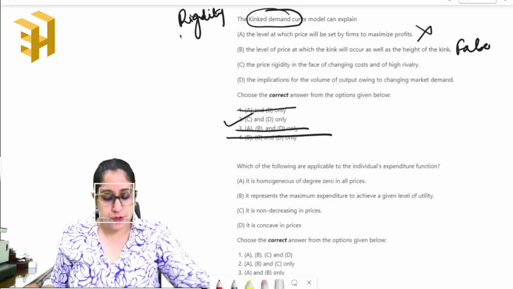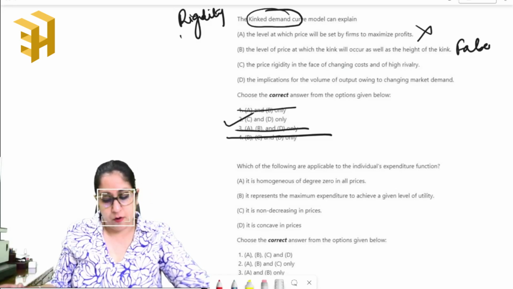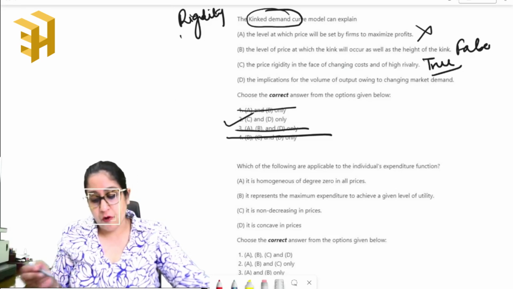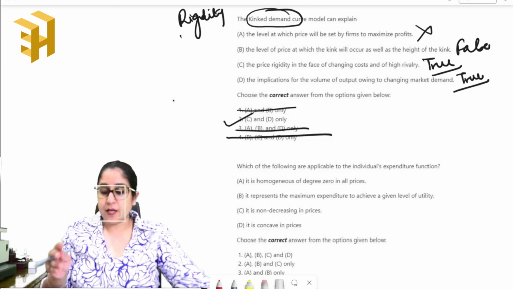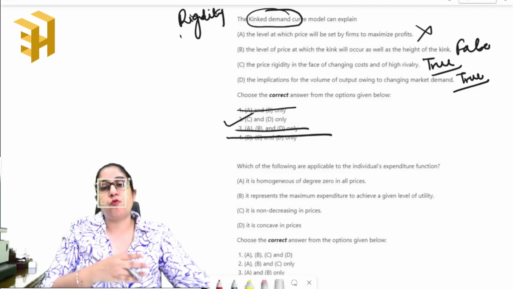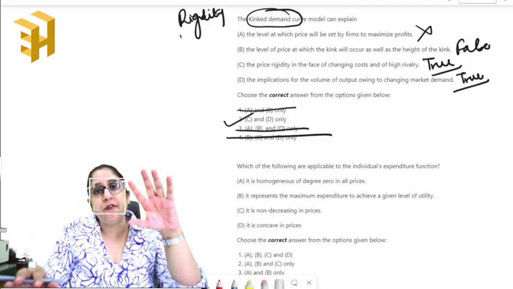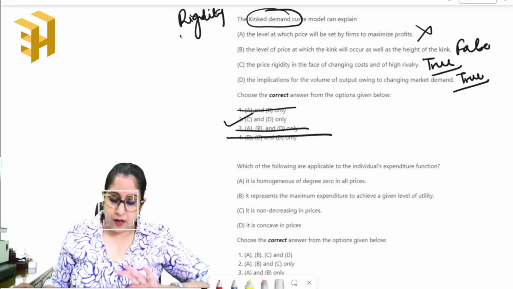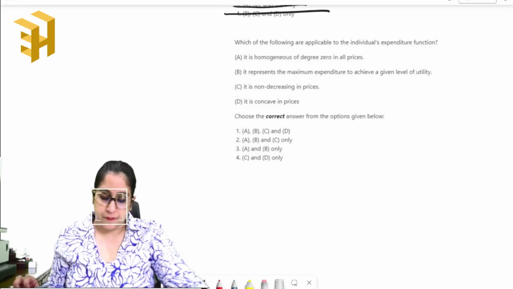Let's go through the other statements. See, the price rigidity in the face of changing costs and of high rivalry. Yes, this is true. The implications for the volume of output owing to changing market conditions. This is also true. Basically, if there is a shift in demand, right? If there is a change in demand, the kinked demand curve will shift, which will cause the volume of equilibrium demand to also change, even when there is rigidity in your prices. Okay. So C and D are the correct statements, which makes 2 the right answer for us.